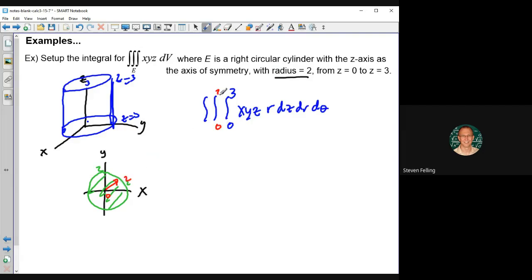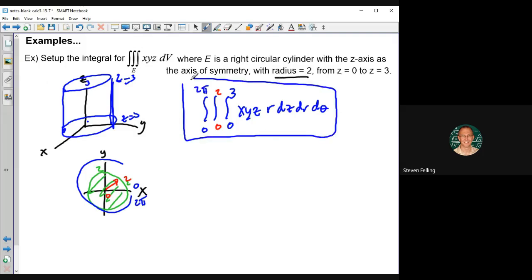And then for the angle, it will just start at 0 and go all the way around until we get to 2 pi. So 0 to 2 pi. This would be the setup for doing this integration. Oh, wait, we're not done yet. Sorry, not done yet. Because we can't leave x's, y's, and z's in here along with the cylindrical coordinates. So we have to replace the x, y, and z with their cylindrical equivalents. So we would have 0 to 2 pi, 0 to 2, 0 to 3.